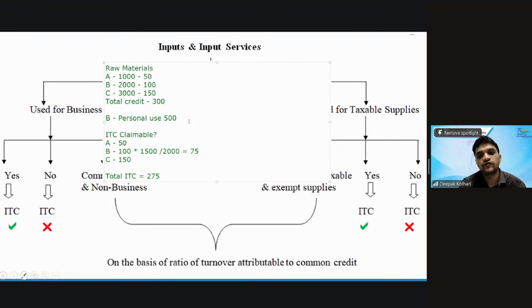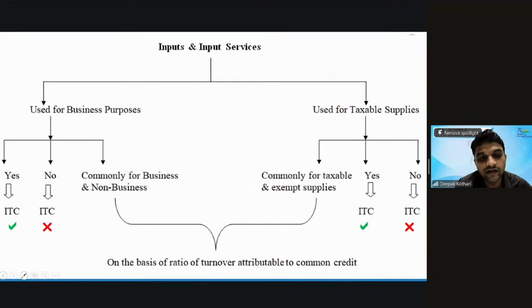Correct, Anubhav. ITC of 25 on B out of 100 is not claimable. Correct. So that is what it is said here, that anything which you're using commonly for taxable and exempt, first example, claim only on proportionate, and whichever is used for business and non-business purposes, that also proportionately only we can claim it. इनपुट पे, नॉट आउटपुट पे, जो जितना बचता है उतना बाकी आउटपुट में क्लेम कर सकते हैं.